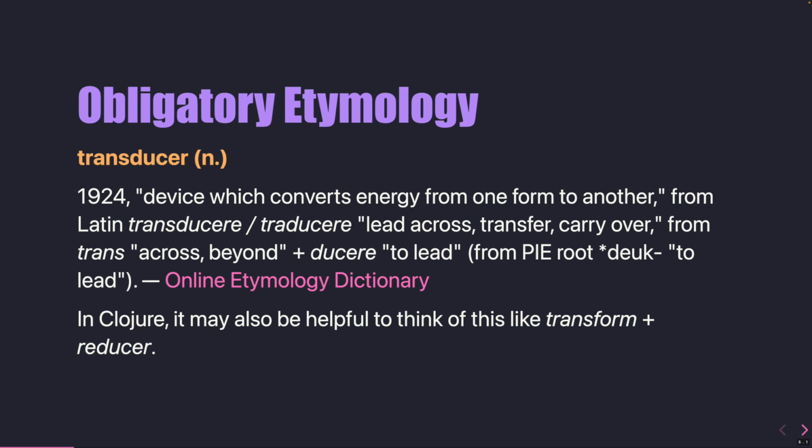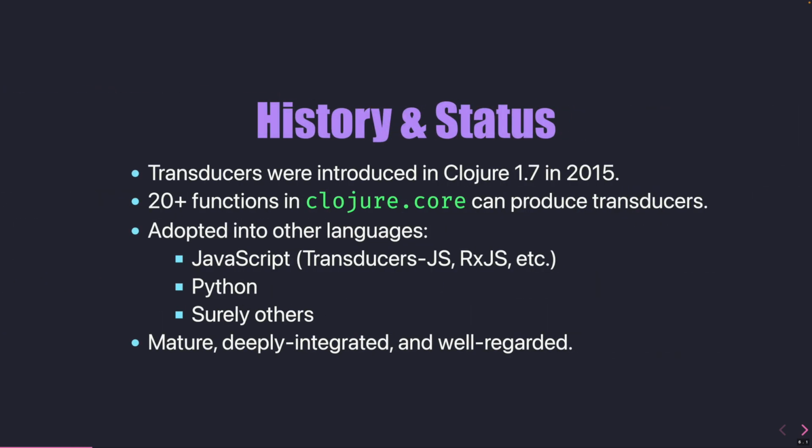Of course, this is a Clojure talk, so we have to talk about etymology. Transducer is a word that goes back to 1924 that is about converting energy from one form to another. It comes from two roots, trans and ducere, both of which go back to Proto-Indo-European, so they're some of the oldest roots that we have, right? These are very old, fundamental, and basic concepts in human language. But in Clojure in particular, I think it can also be helpful to frame this as a word that comes from transform plus reducer. This will make a little more sense later.